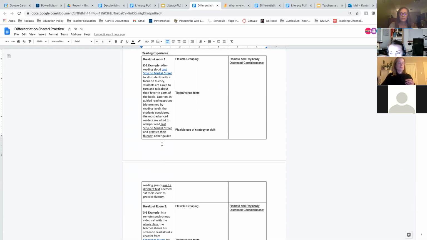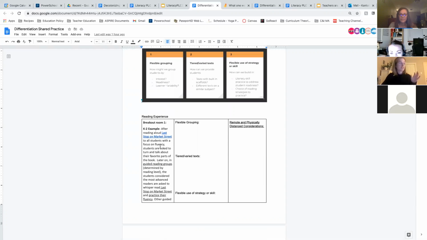You are going to do what we just did, right? Try to differentiate this reading experience given flexible grouping, tiered varied text, or flexible use of strategy or skill. And then there's some space here for remote and physically distanced considerations, right? So Kevin just gave a great example of how we might consider this given a remote environment, Google Classroom, and that kind of thing.